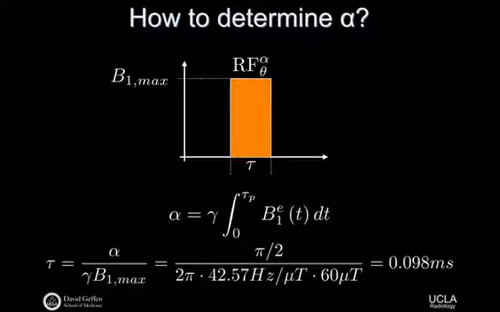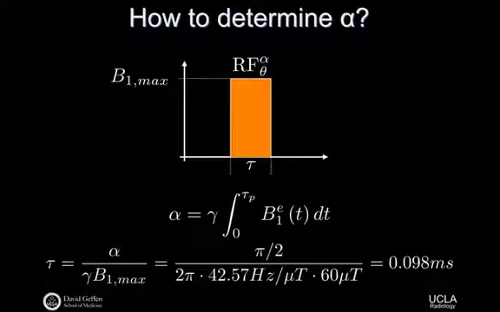And in this case, I'm carrying out this finite integral or discrete integral just to solve for tau. So how long do I need to have my RF pulse on for such that I get the alpha that I want given a particular B1? And if this was a 90-degree pulse, a pi over 2 pulse, and we were doing this for protons, so we have the right gamma in here.